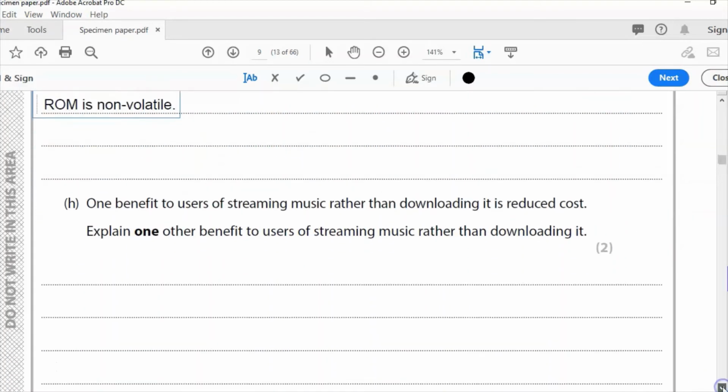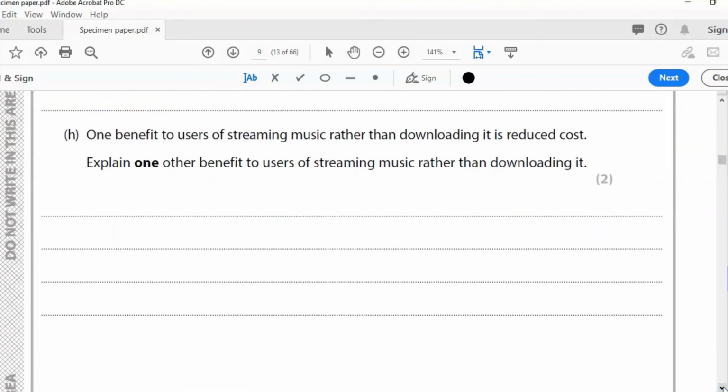Right, let's move on to H. One benefit to users streaming music rather than download it is reduced cost. Explain one other benefit to users streaming music rather than downloading it. So we stream music, we think about YouTube, Spotify, and other platforms. Downloading it, we're thinking about iTunes. We've got to pay for the track. It used to be 99 pence per track that you paid. So cost is already covered there.